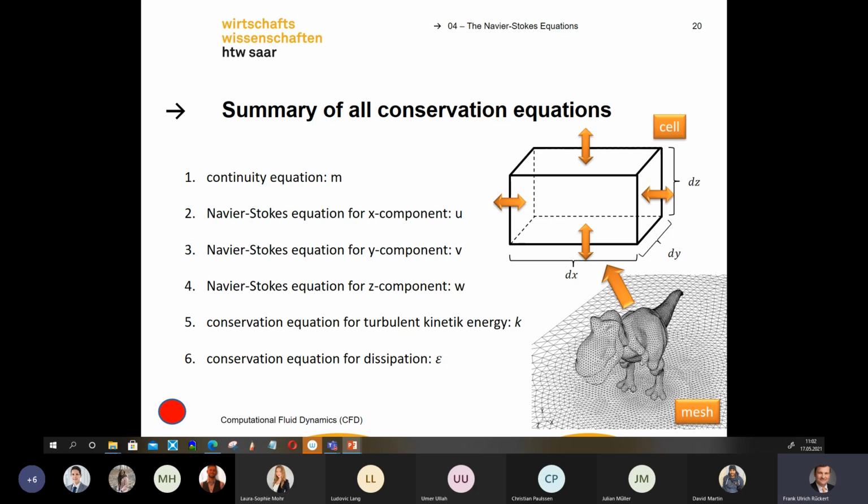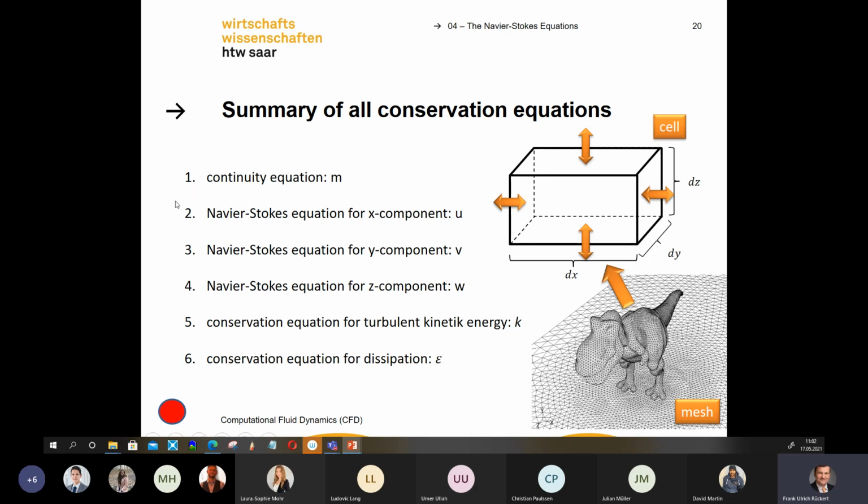We have to solve the Navier Stokes equation in x direction. The velocity, it's more or less a momentum balance. The momentum balance in the x component is always described with the symbol U. The momentum balance in the y direction has the symbol V, and the Navier Stokes equation for the z component is described with the symbol W.